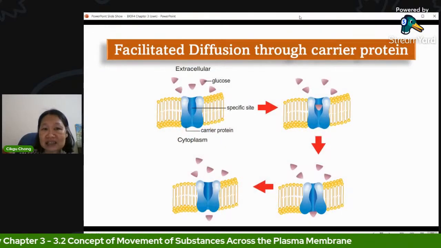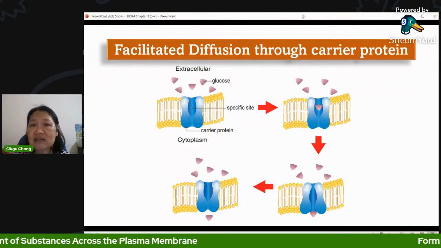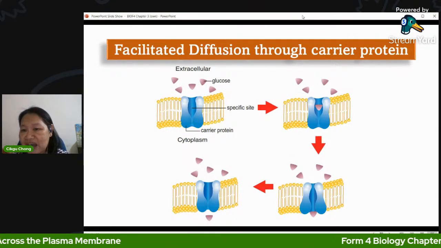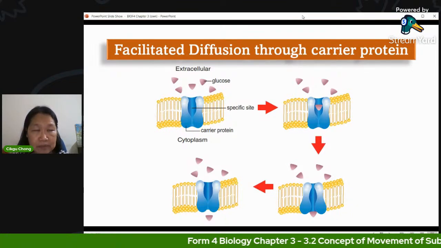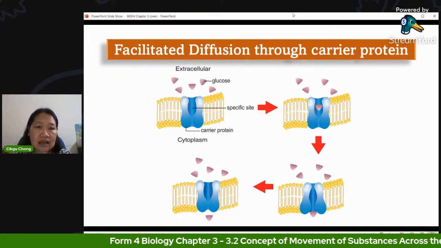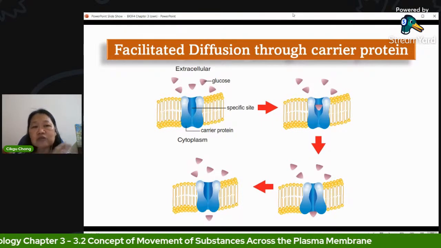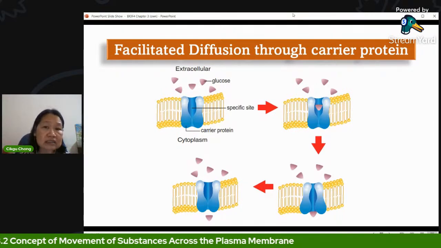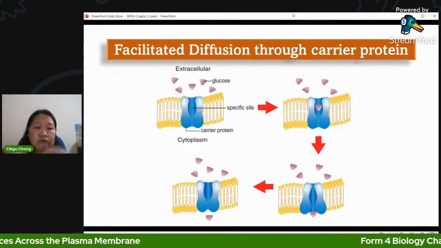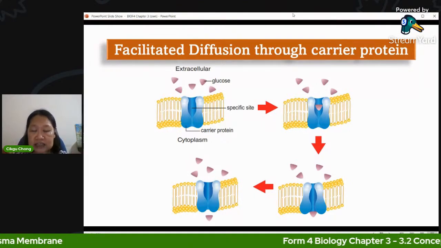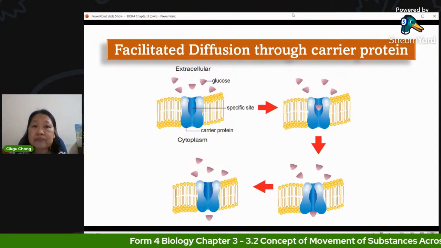Now, facilitated diffusion through the carrier protein. You need to know how to explain this. This is one of the things you need to remember: how to explain the facilitated diffusion through the carrier protein. This could be a few marks. If it's part of the structured questions, it could be maybe 3 or 4 marks for you to explain the entire thing. Let's look at how you explain how substances pass through the carrier protein.